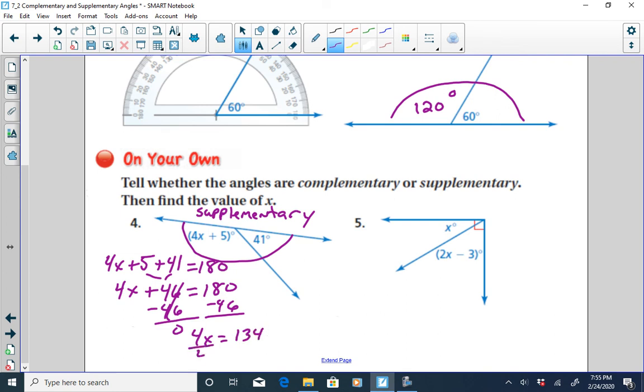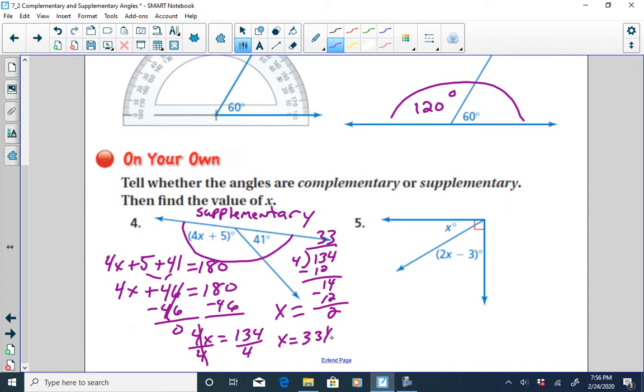And then we divide both sides by 4. They cancel. And x is equal to, what's that, 4 into 134. 3 times 4 is 12. Subtract to get 1, bring down the 4. 4 times 3 is 12. Subtract to get 2. So x is going to be equal to 33 and a half.